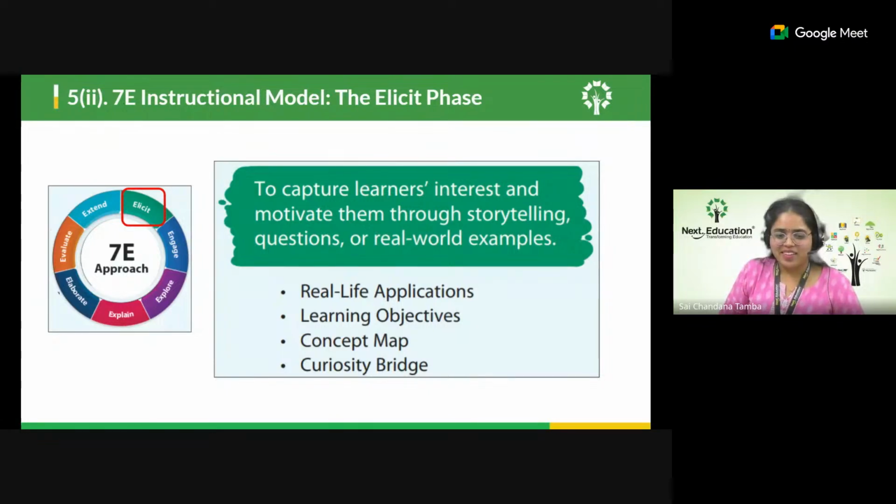Yeah, 7E instructional model. Here, there is an E which has been added at the start. I have told you earlier, that is the elicit phase. So this 7E model we have followed in our NEXT science books for the higher grades, grade 6 to 8, and also in our NEXT Spark series, which is for the lower grades, we have followed the 7E approach.